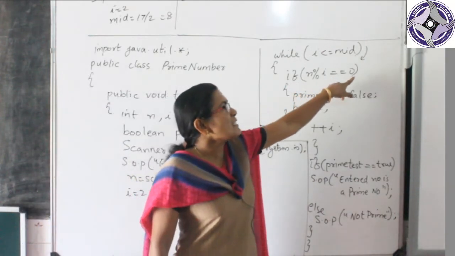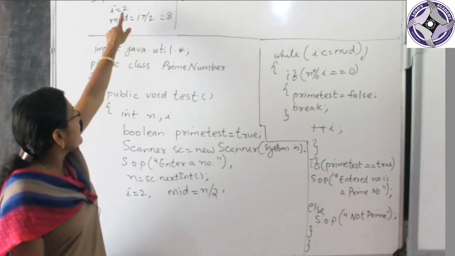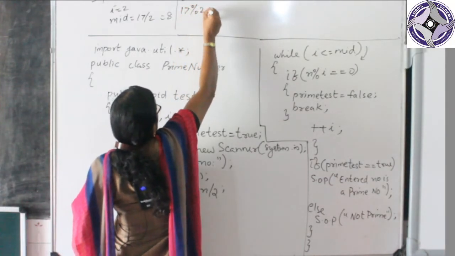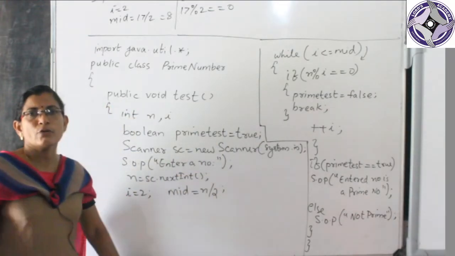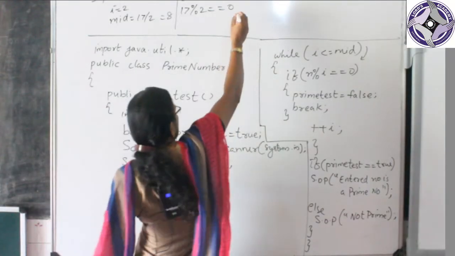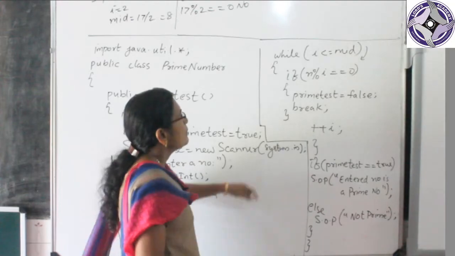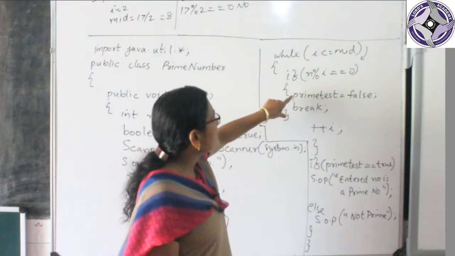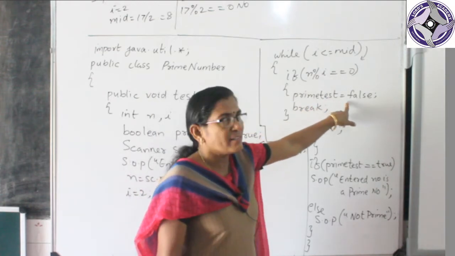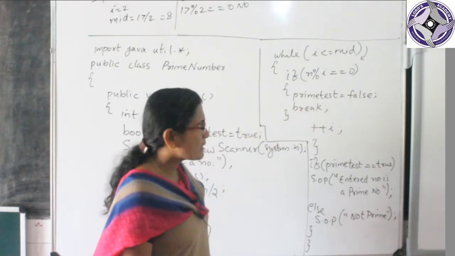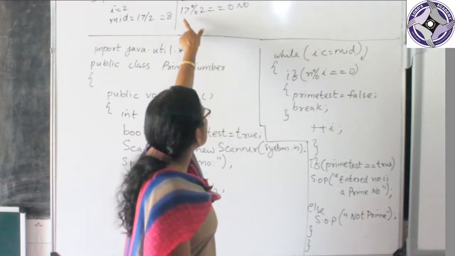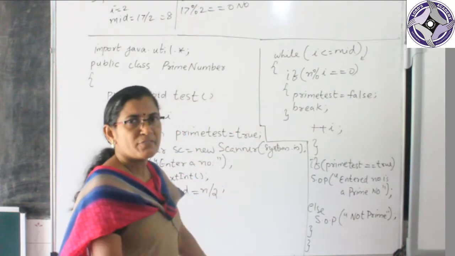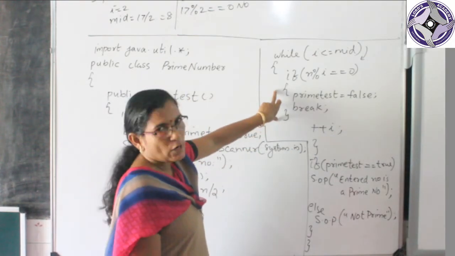If n modulus I equal to 0, n is 17, 17 modulus 2 is equal to 0? No, 17 is not divisible by 2. So, this particular set of commands will not be executed. Prime test is not assigned with false. Break command also will not be executed as 17 is not divisible by 2. 2 is not a factor of 17.